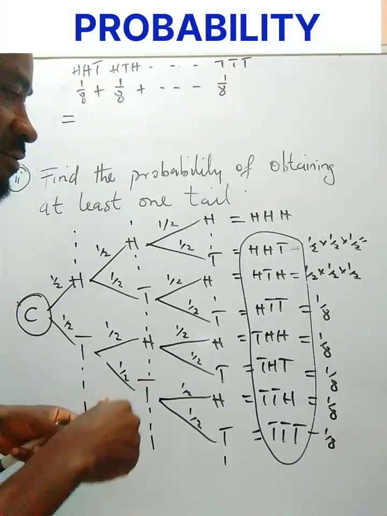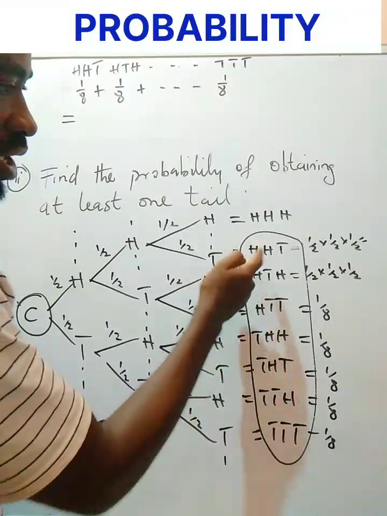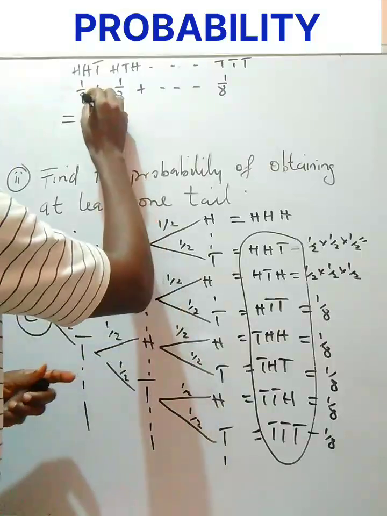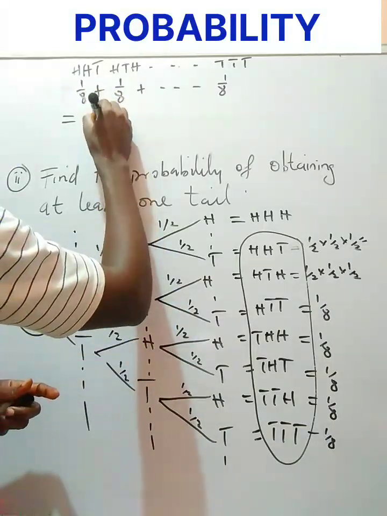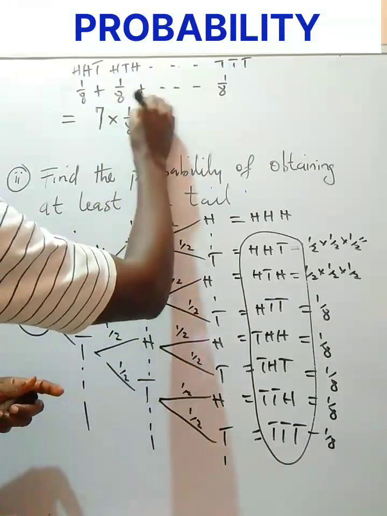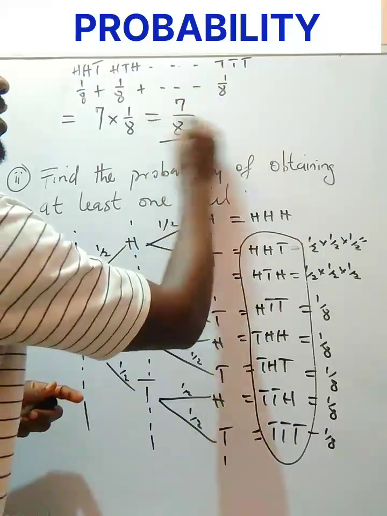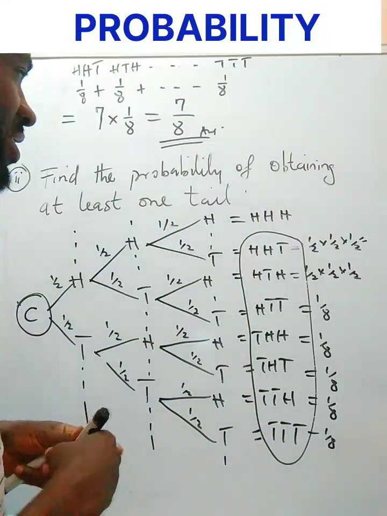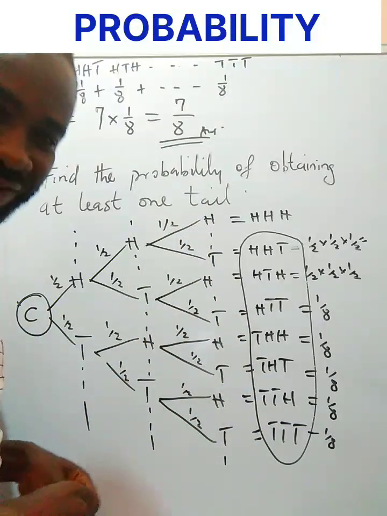Our value now is, how many are they? 1, 2, 3, 4, 5, 6, 7. So our probability is 7 times 1 over 8, and that is 7 over 8. So this is the probability of obtaining at least one tail.